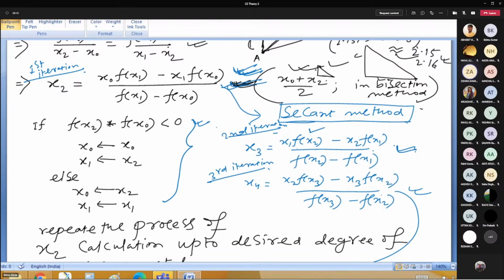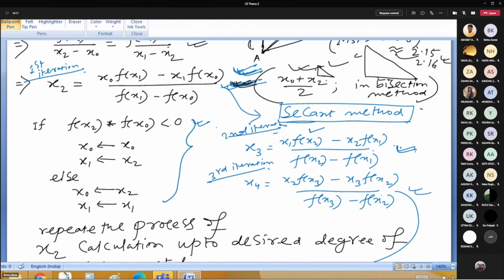Yes, okay, sir. Because whatever the updated value, you obviously need its functional value to calculate the next updated value. But its sign is not important in this second method. Its sign is important in the regular false method, to update that value, whether it will be the upper boundary point or lower boundary point. Okay, sir.